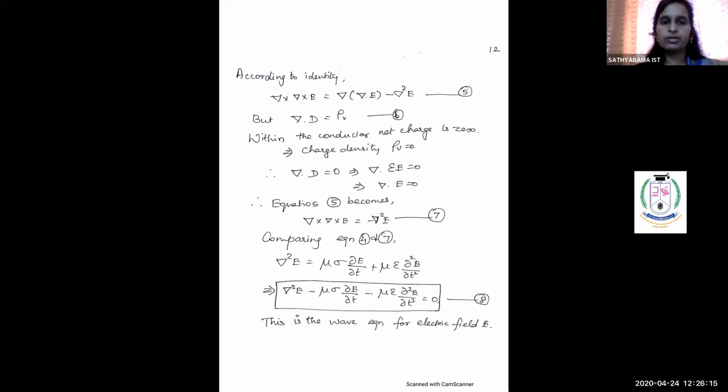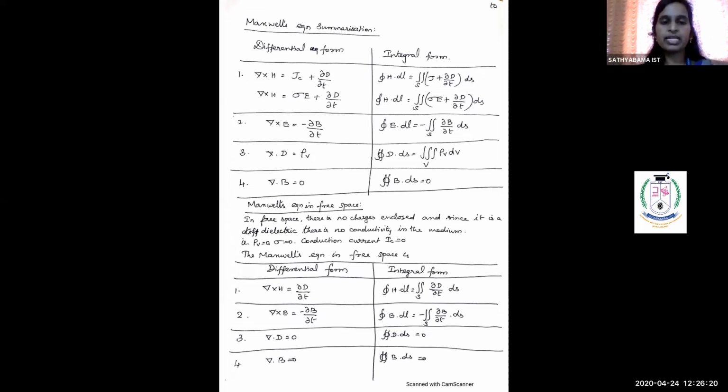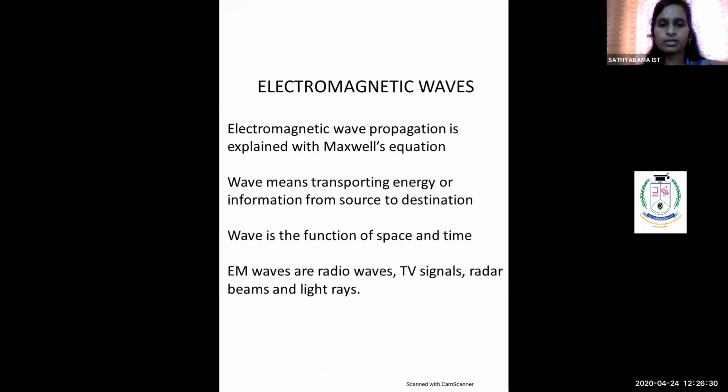Now take Maxwell's equation 3 in differential form. That is del dot D is equal to rho V. Since within the conductor there is no charge inside, we take rho V as 0. So del dot D is equal to 0. Already we know D is equal to epsilon E. So del dot epsilon E is equal to 0.